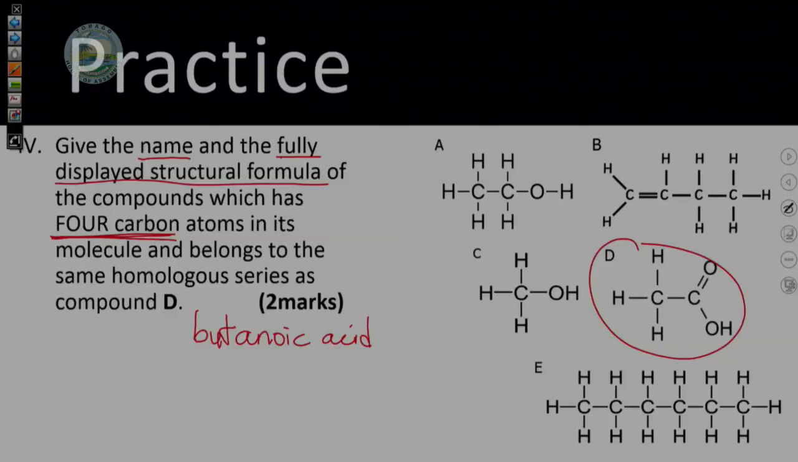So the next step is to draw the fully displayed structural formula. The fully displayed structural formula would include having 4 carbons within the chain. Of course, one of them would be the functional group of the carboxylic acid. And all the rest are going to have hydrogens, as we would have learned earlier today. And there we have it. Our answer is complete, and we have 2 marks.